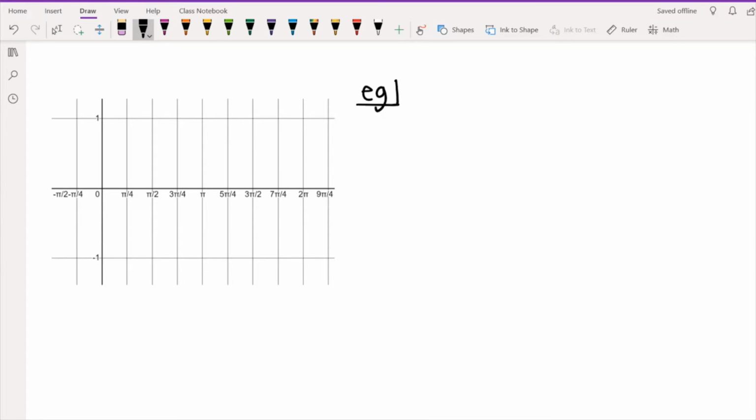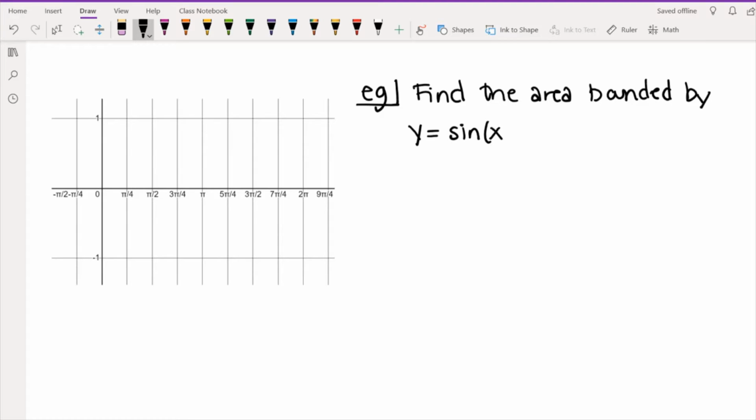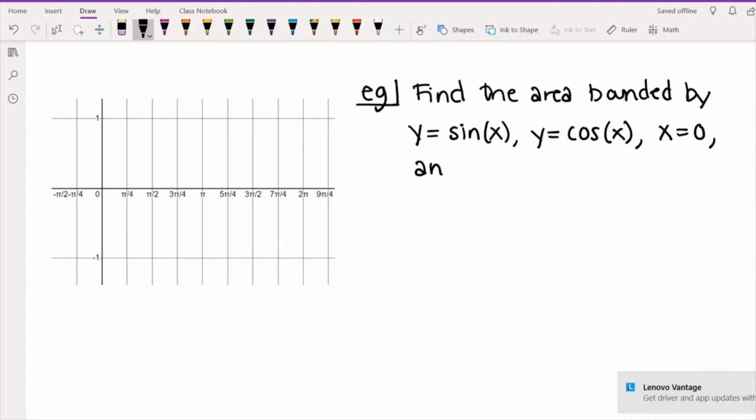So let's say we wanted to find the area bounded by y is equal to sine of x, y is equal to cosine of x, x is equal to 0, and x is equal to pi. So let's start by graphing our function. So sine of x is going to go up and hit its maximum at pi over 2 and then go back down.